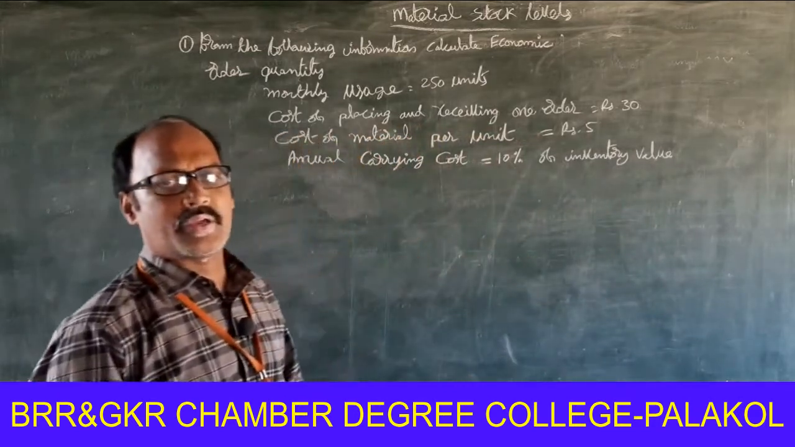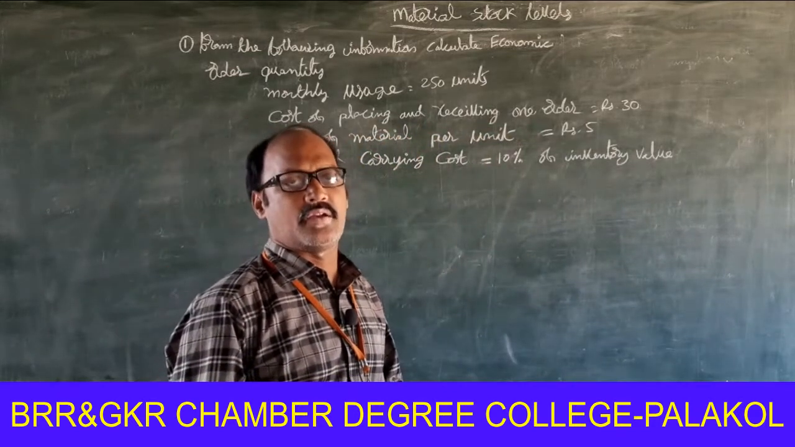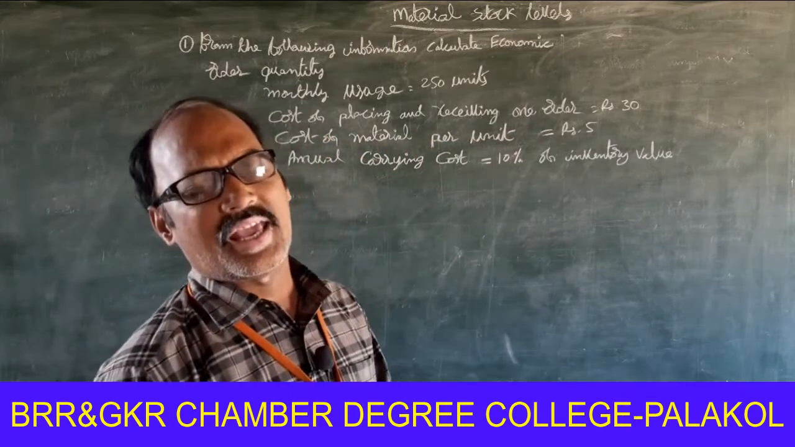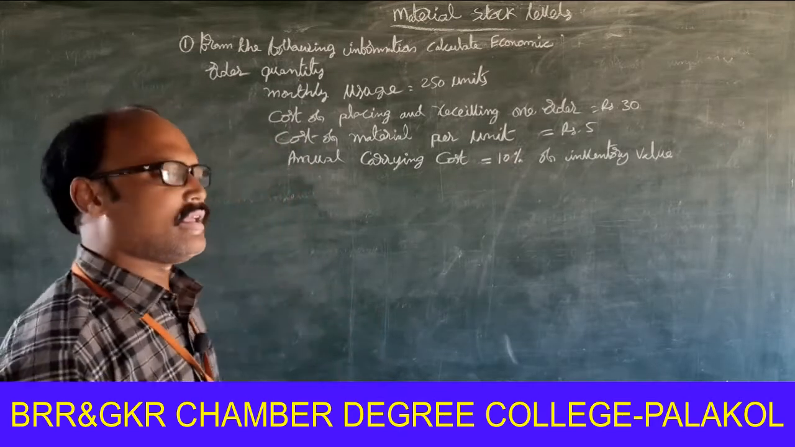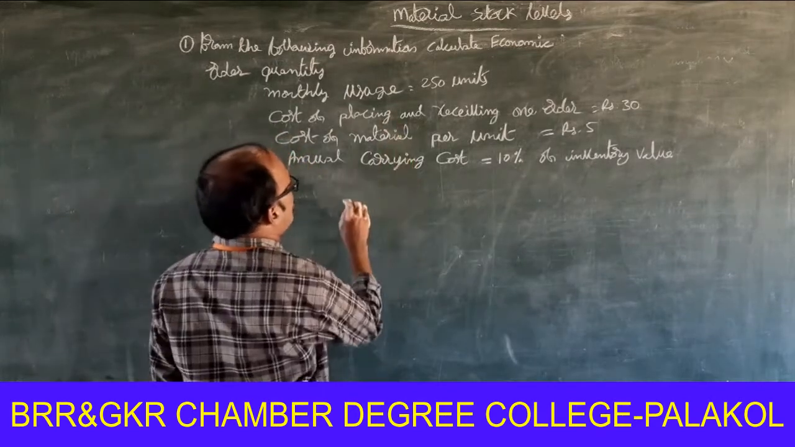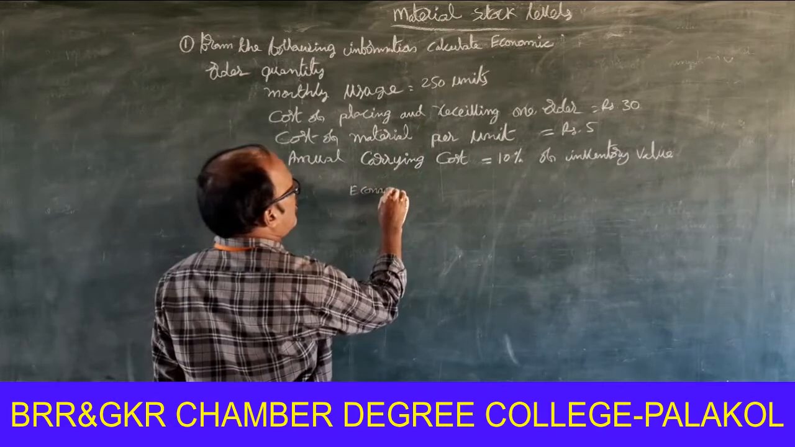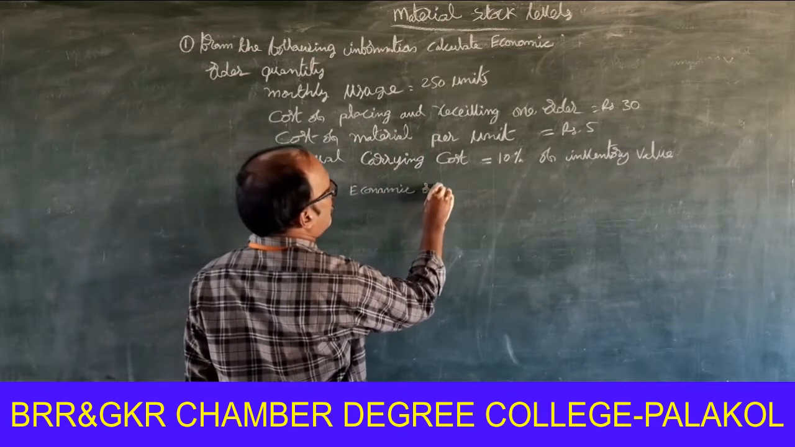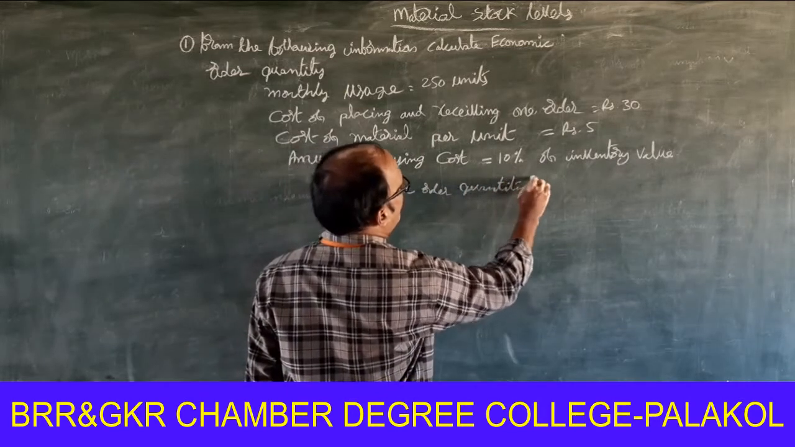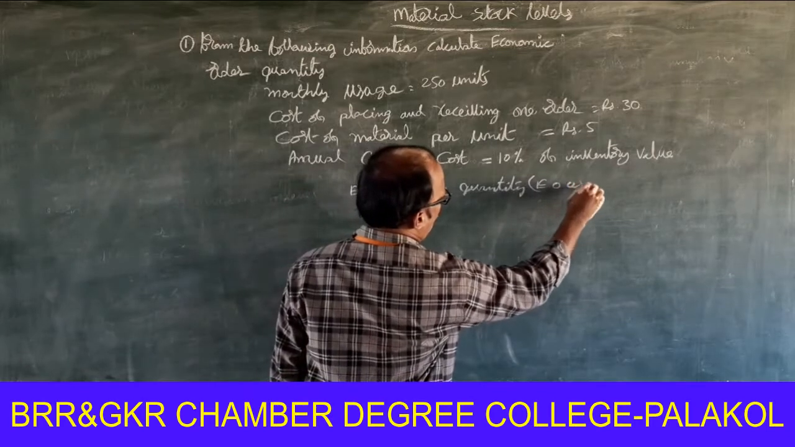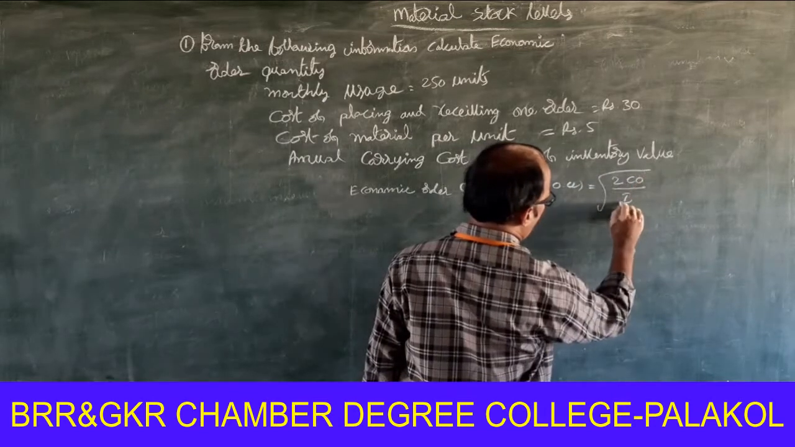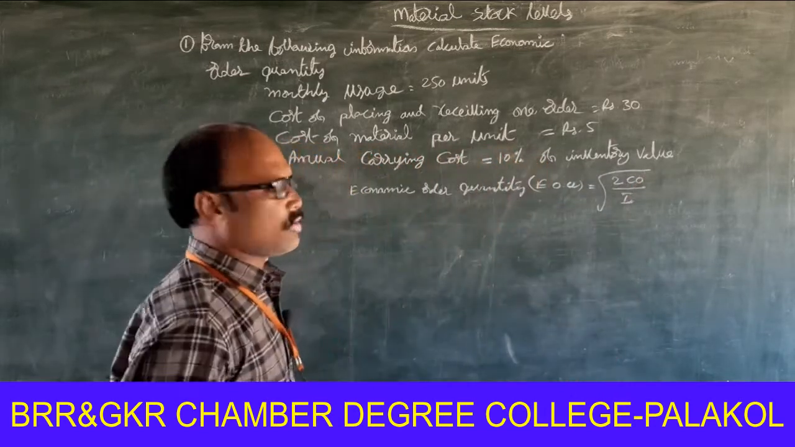For calculation of economic order quantity, the following principle is to be applied. What is that? Economic order quantity, EOQ, is equal to the root of 2CO by I. This is the principle for that. 2 is equal to 2.